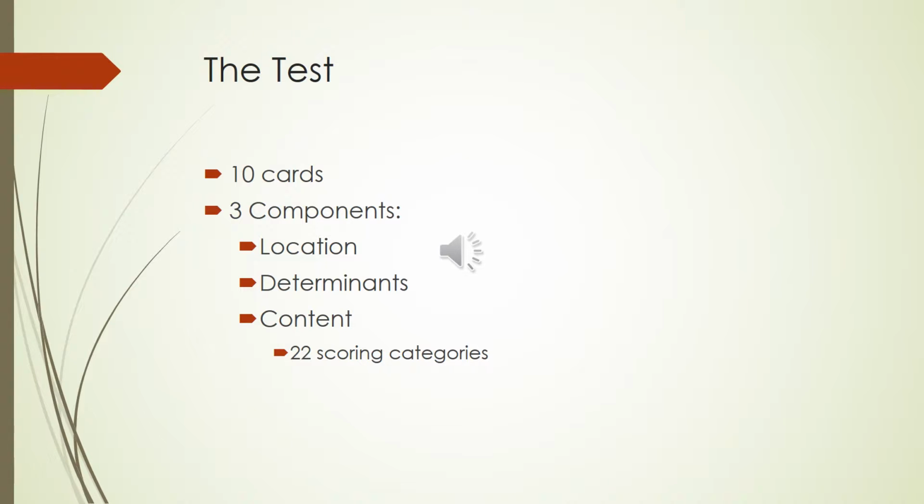As mentioned before, the Rorschach Inkblot test is administered by showing the client 10 cards, one by one, and asking what they see. These answers are then interpreted for scoring. When scoring this test, there are 3 main components. These components are location, determinants or descriptions, and content. These components each have their own categories to obtain accurate assessment. The content component of the Rorschach Inkblot test has 22 scoring categories of its own.